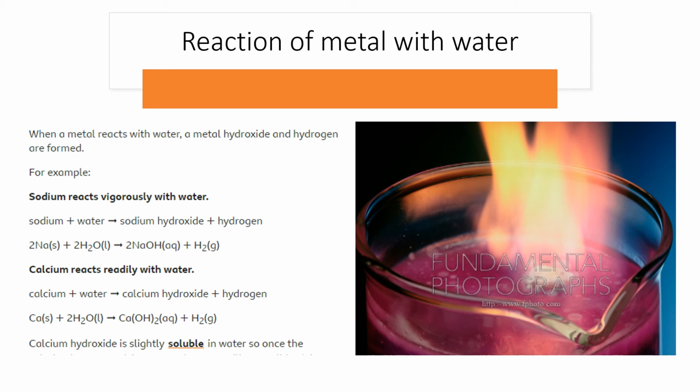Calcium reacts readily with water. So for group 2, starting from calcium. For beryllium and magnesium, there is no reaction with water, except if we heat the magnesium. For beryllium, there is no reaction at all. Going down the group, the reactivity of the metal increases. So there is a reaction starting from calcium in group 2 to barium. Calcium, strontium, barium will react with water to produce Ca(OH)2, Sr(OH)2, and Ba(OH)2 plus H2 gas.